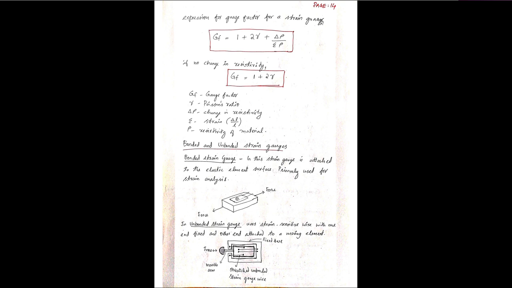The expression for the gauge factor of a strain gauge is GF equal to 1 plus 2 nu plus delta rho divided by epsilon rho. Okay, and if there is no change in resistivity, meaning delta rho is 0, then the gauge factor is defined as 1 plus 2 nu. Here GF is the gauge factor, nu is the Poisson's ratio, delta rho is, as I told, the change in resistivity, rho is the resistivity, and epsilon is the strain.